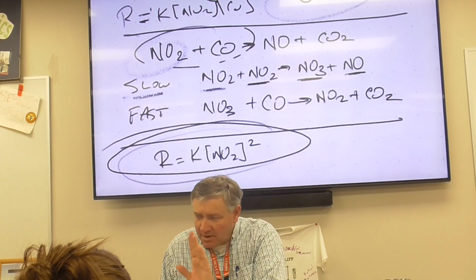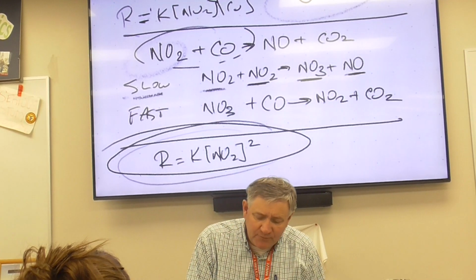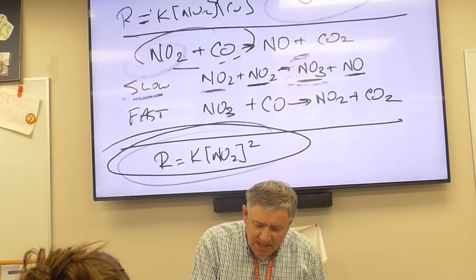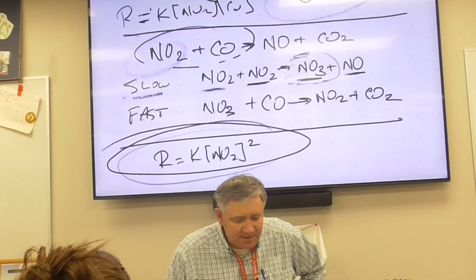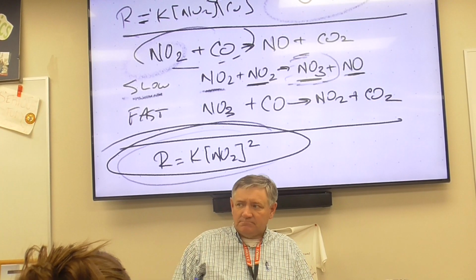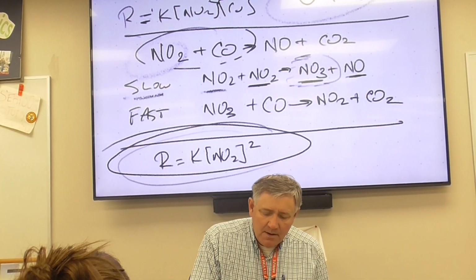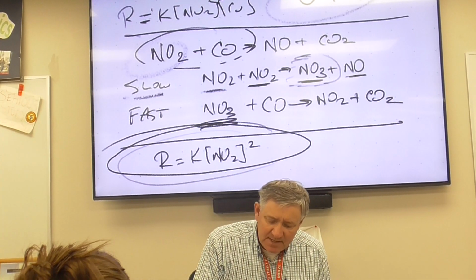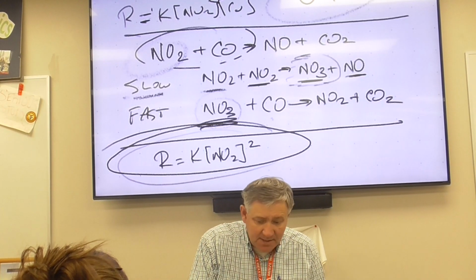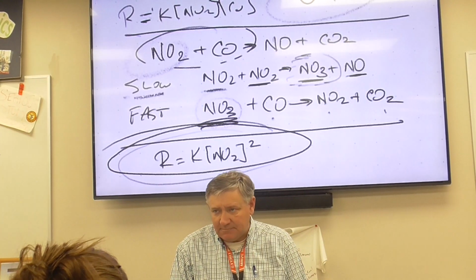Now, the other part of this is what we call an intermediate. What you would form here in a slow step is this nitrogen trioxide, okay? What's important here is that this is going to be a slow step. We're going to make this, it's going to be a slow step. But the next step is the NO3 can react with carbon monoxide to make NO2 and carbon dioxide.